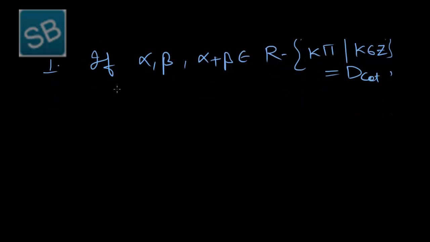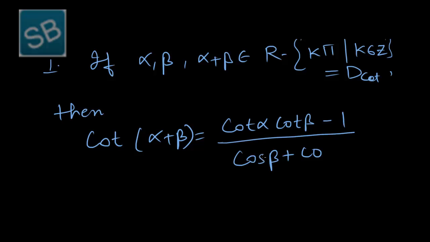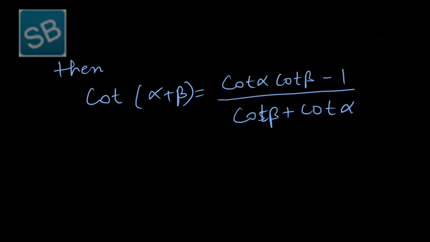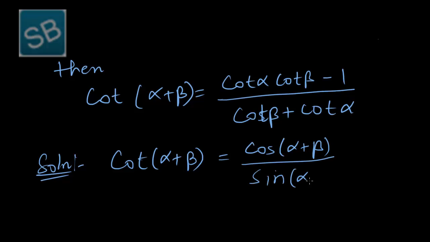Then cot(alpha plus beta) is equal to (cot alpha cot beta minus 1) over (cot beta plus cot alpha). So we have to derive this formula. In the same manner, the first step: cot(alpha plus beta) can be written as the ratio cos(alpha plus beta) over sin(alpha plus beta).